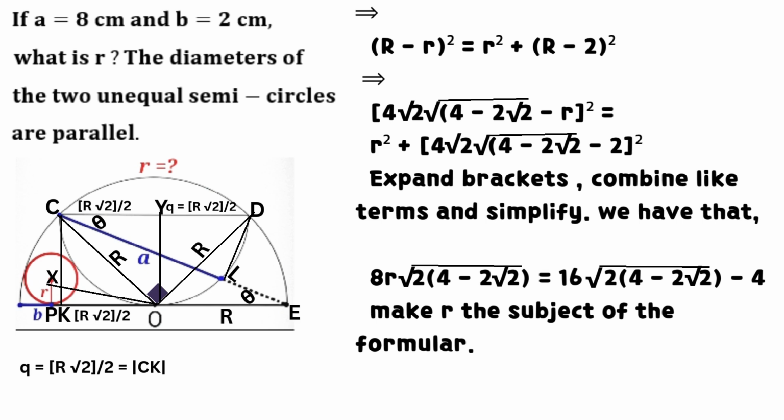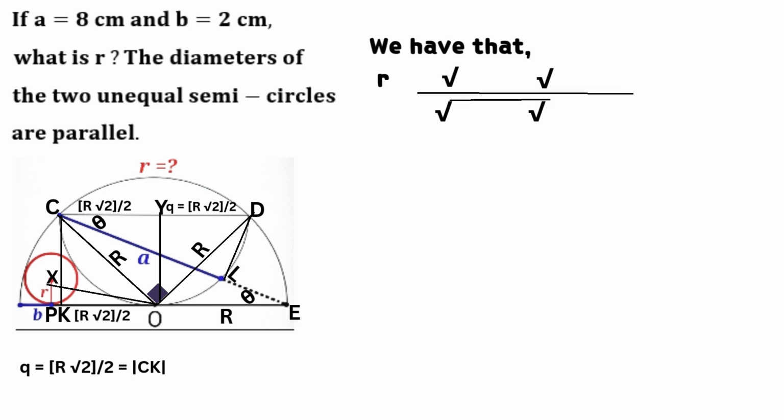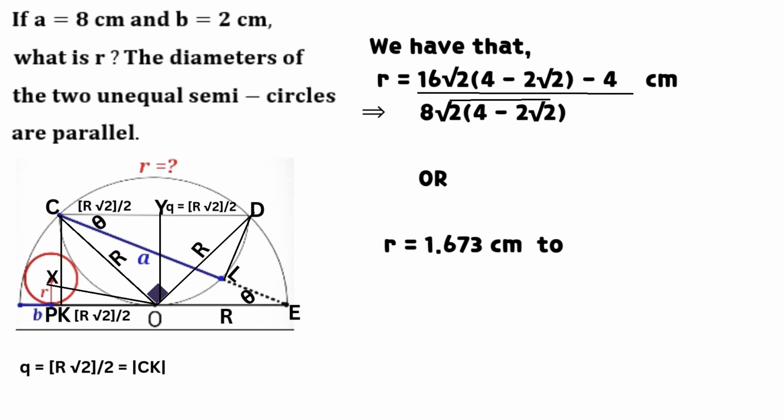Make small r the subject of the formula. We have that r equals 16 times the square root of 2 times 4 minus 2 times the square root of 2 minus 4, all divided by the product of 8 and the square root of 2 times 4 minus 2 times the square root of 2 in centimeters, or the radius, r, of the red inscribed circle equals 1.673 centimeters to 3 decimal places.